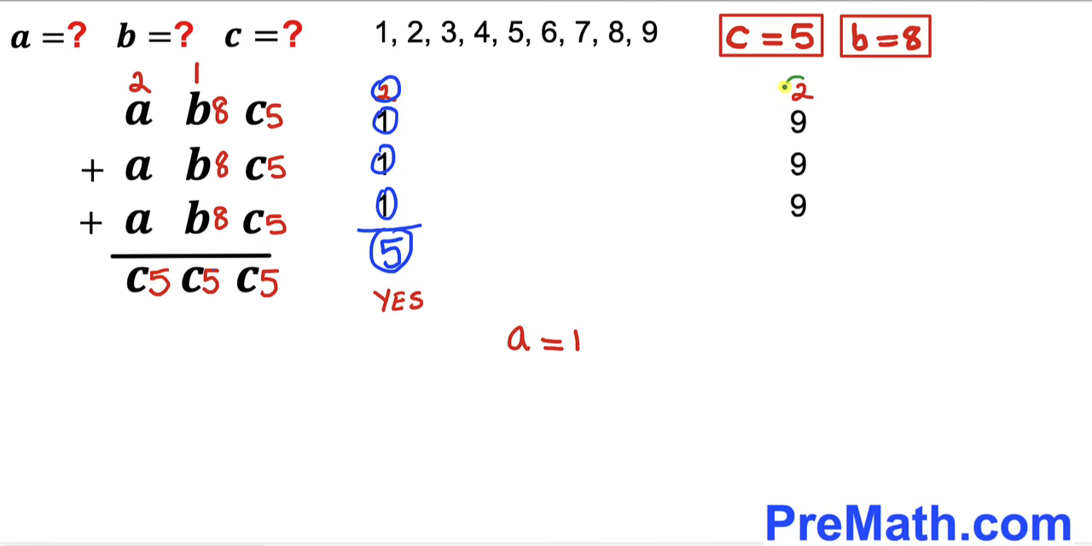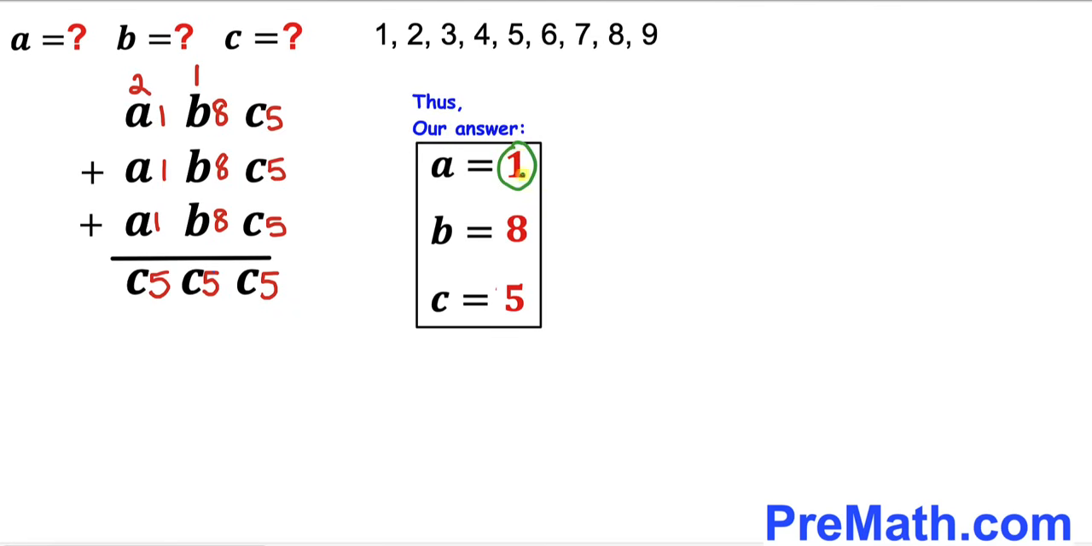And finally let's add these numbers. If we add them, that is going to give us 29, and now we can see this number 9 is not the same as 5. So therefore we conclude that A equals 1 is our only option. So thus our A value turns out to be 1, B is 8, and C equals 5. And that's our final answer.